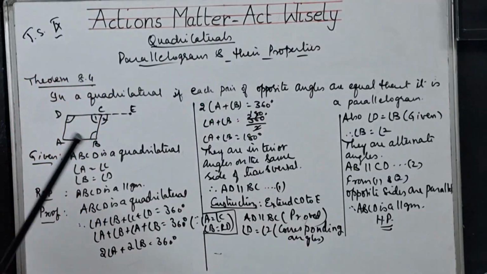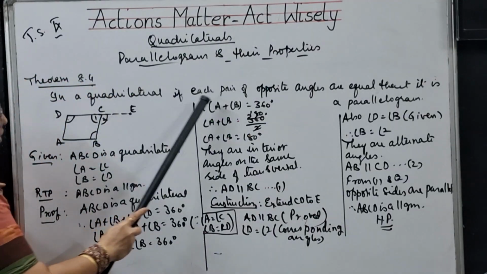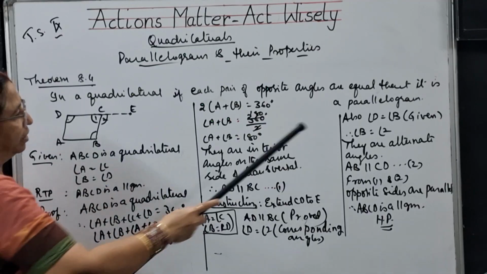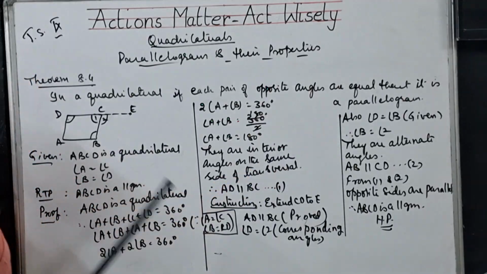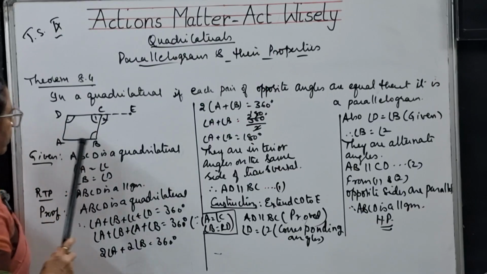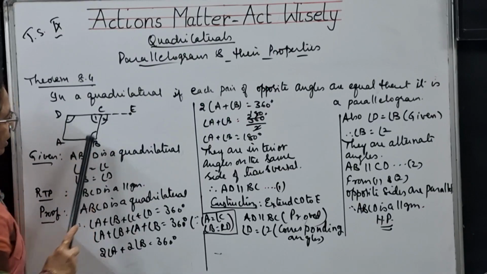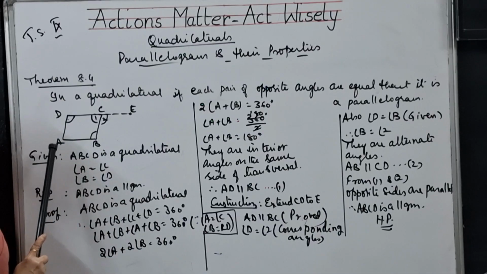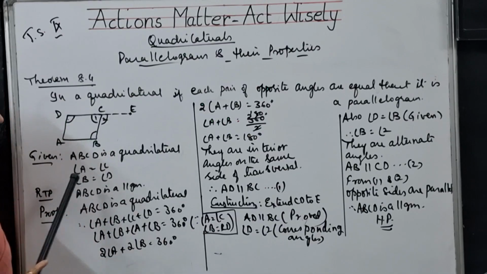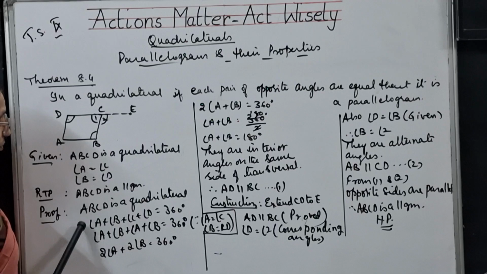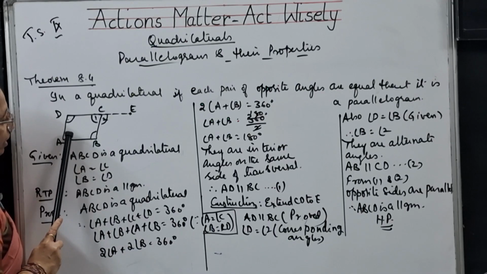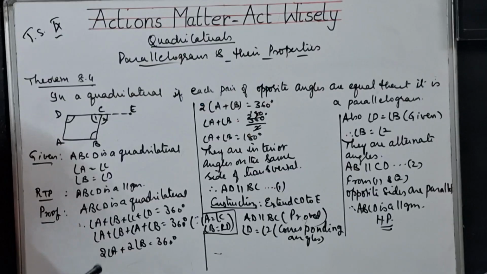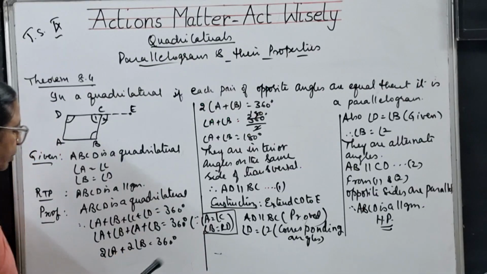Once again, in a quadrilateral, if each pair of opposite angles are equal, then it is a parallelogram. So, ABCD is a quadrilateral. Angle A is equal to angle C. Angle B is equal to angle D. They have given. Now, we need to prove that ABCD is a parallelogram. So, we know that in a quadrilateral, the sum of the four angles is 360 degrees. So, I have taken this property.